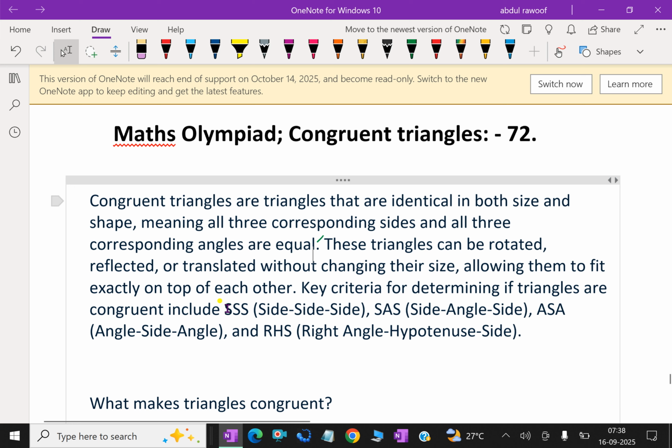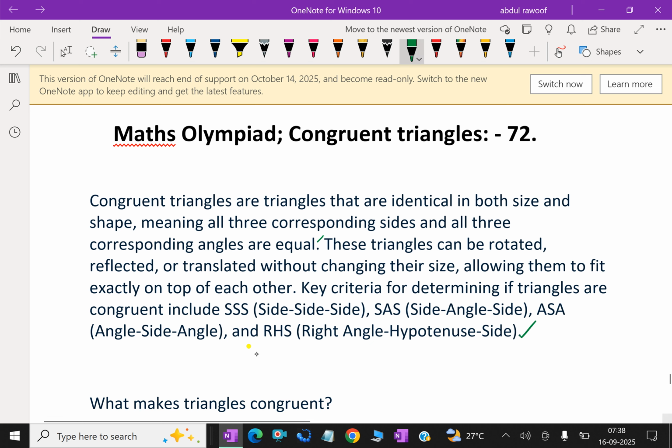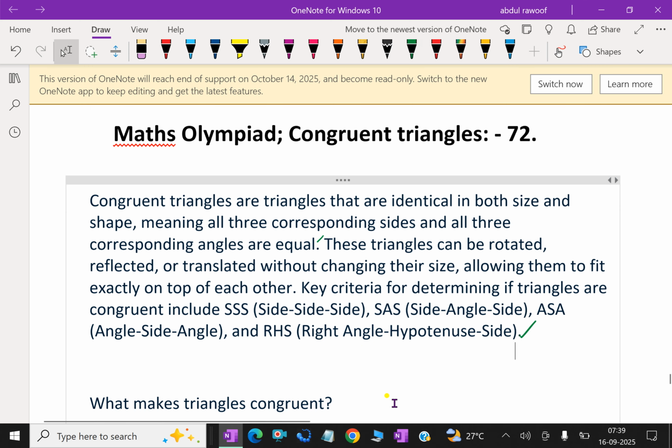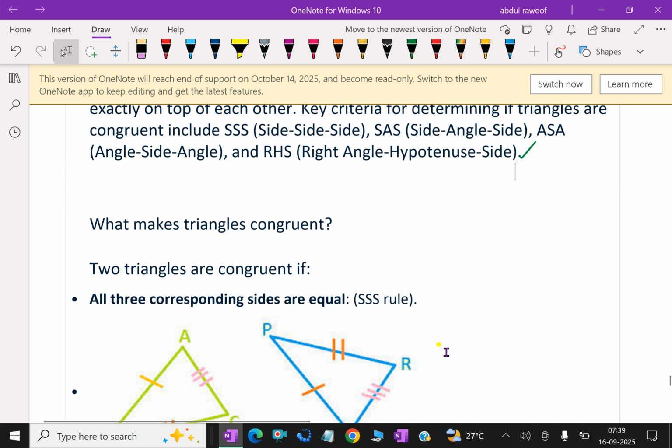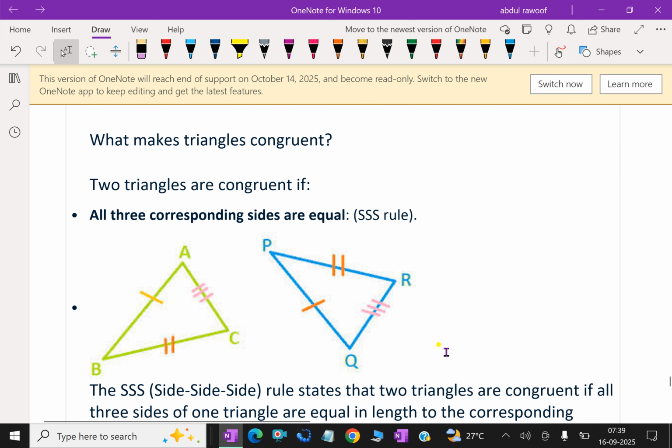of each other. Key criteria for determining if triangles are congruent include SSS, that is side, side, side; SAS, side, angle, side; ASA, angle, side, angle; and RHS, right angle, hypotenuse, side. These are the criteria. What makes a triangle congruent?